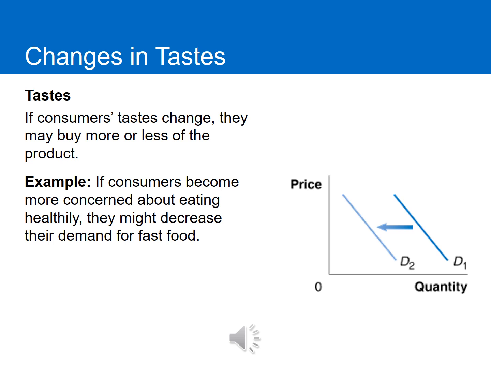Conversely, if consumers' tastes change, let's say in the same way, that they're becoming more healthy, more concerned about eating healthy, they may increase their demand for a healthy alternative. So if they consider, say, Chipotle, a burrito from there, more healthy, then that will increase the demand. It will shift the demand curve to the right for Chipotle's products.